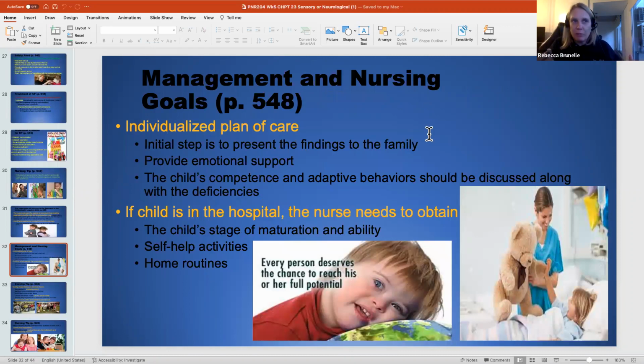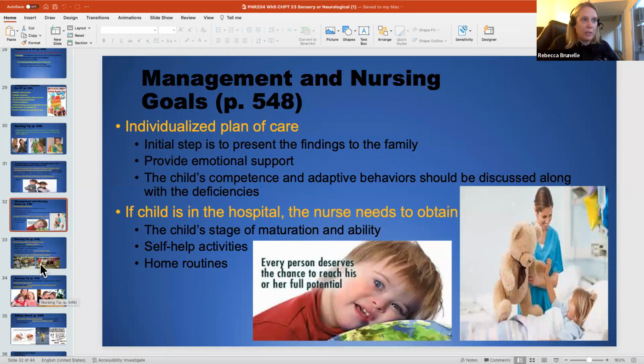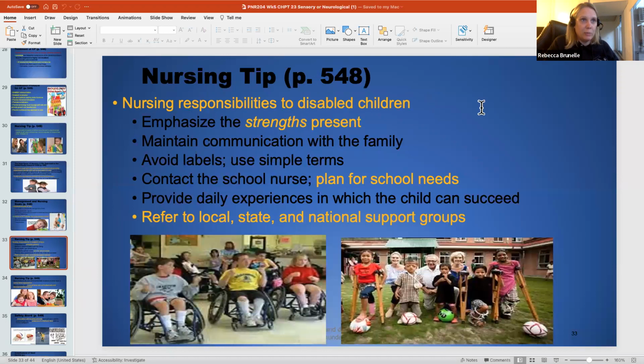So regardless of what's going on, as a pediatric nurse, you're always going to try to do family-centered care, individualizing the plan of care to your patient, making sure that you're trying to do as much of the home routine as possible, focusing on their development level, their maturity level, and trying to make the transition to life in the hospital as smooth as possible.